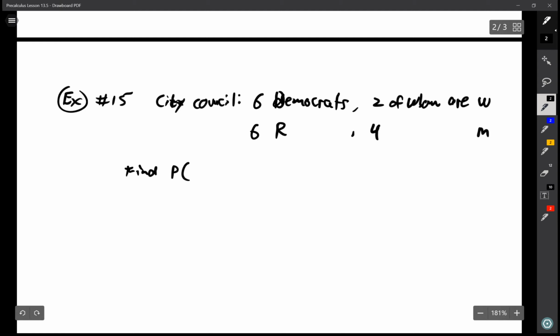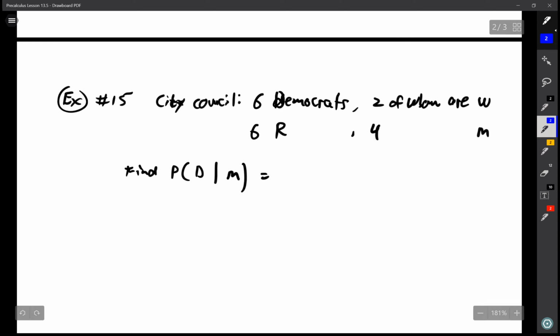P of, it says, a member is chosen at random. If the member chosen is a man, what is the probability that he is a Democrat? So if he is a man, so that's the conditional. So then what we're finding is what's the probability that he's a Democrat given that he is a man? Okay. Well, let's see what we have.